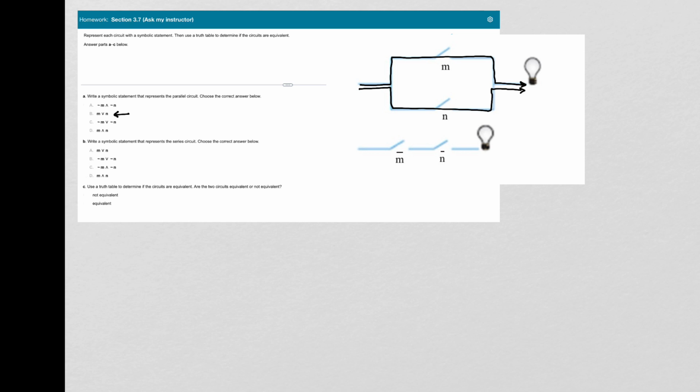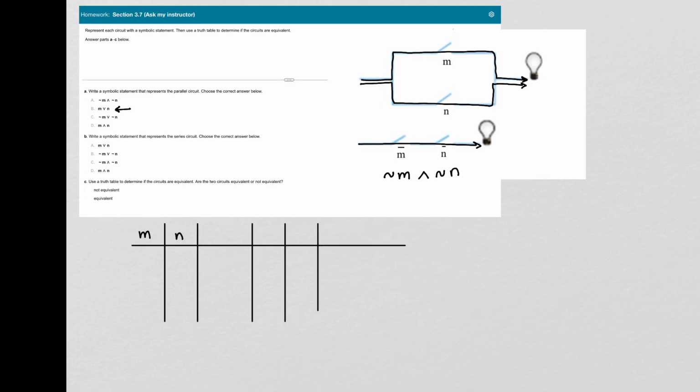Next, we have a series circuit, and so we're going through both of these to get to the light bulb. So we have negation of M, and we have negation of N. Notice that the notation changes a little for negation. We put a line over the variable when we're drawing the circuit, but when we are writing out the logic statement, we use our regular negation symbol. So now I'm ready to make a truth table for both of these.